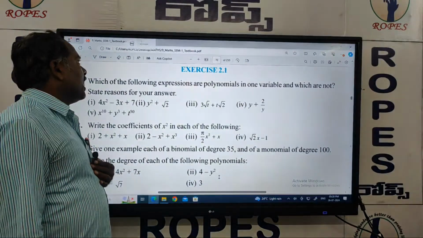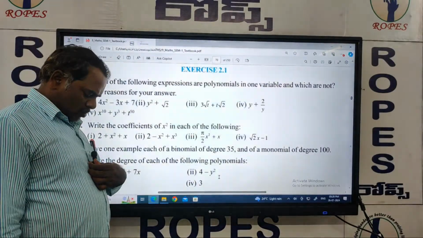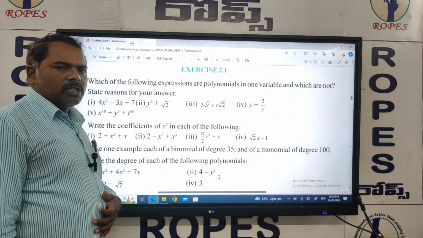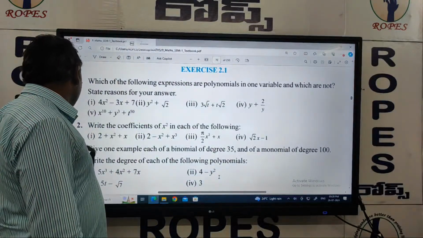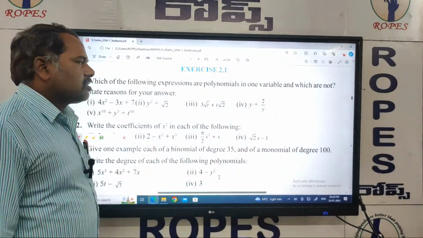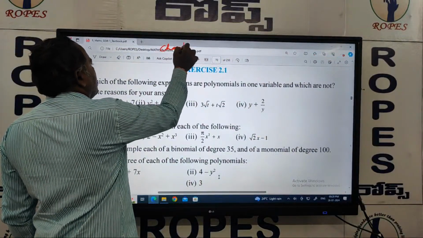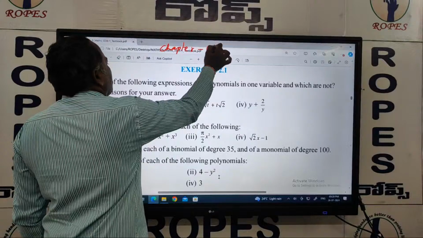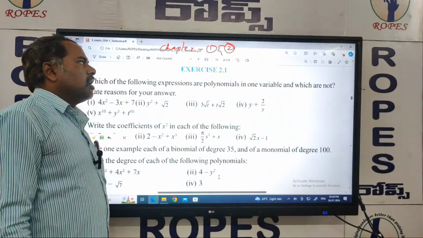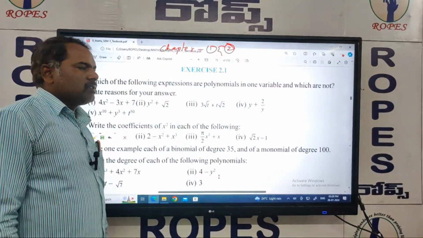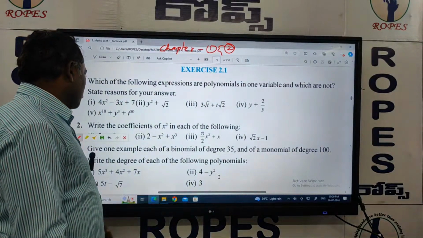So today in ninth class mathematics, we'll discuss exercise 2.1. In this 2.1, for us the FA1 syllabus for ninth class is chapters 1 and 2, the number system and polynomials. These two chapters are for us the FA1 syllabus.